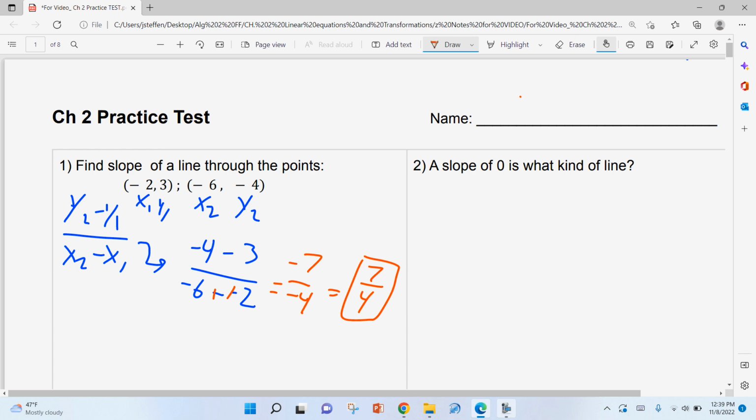The next one, number 2, a slope of 0 is what kind of line? And this is the kind of question I was talking about, where there's a lot of questions, again, not exactly like this, but they take the same amount of time, where this one, you just have to make sure you study it. You just have to know that if it is a slope of 0, that is a horizontal line.